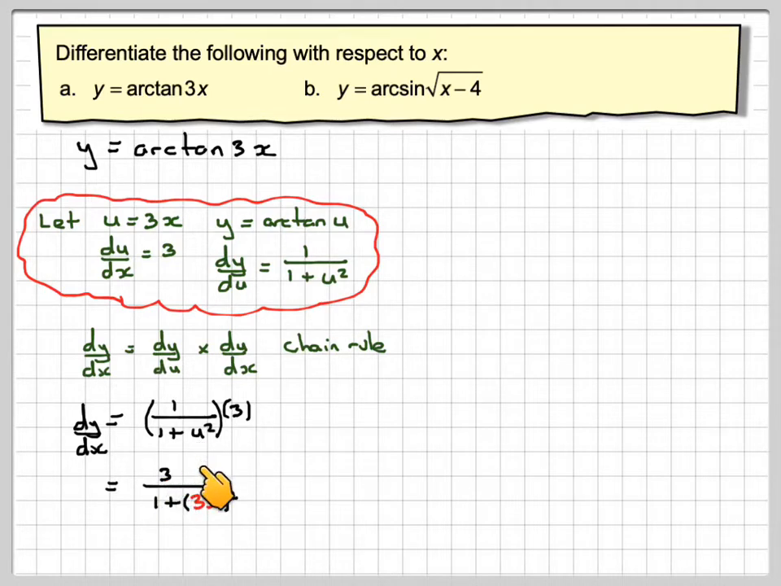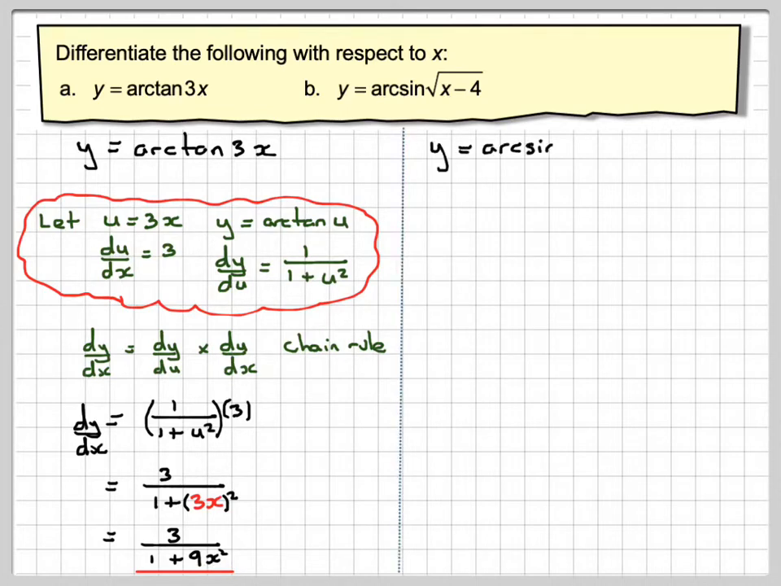So I now get the 3 goes with the 1 to get the numerator, and now I get 1 plus, in brackets, 3x all squared. And then finally I can write down the answer: 3 over 1 plus 3 squared, which is 9, x squared, which is x squared.